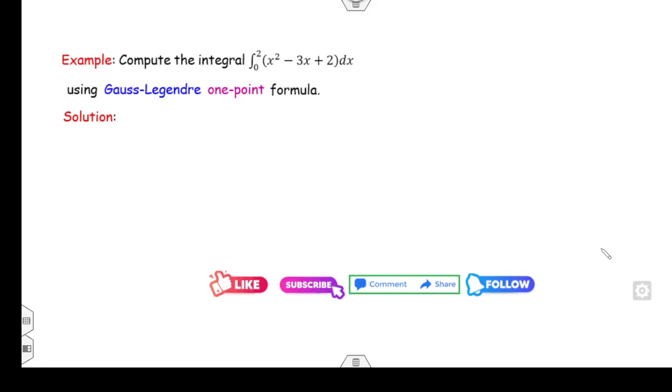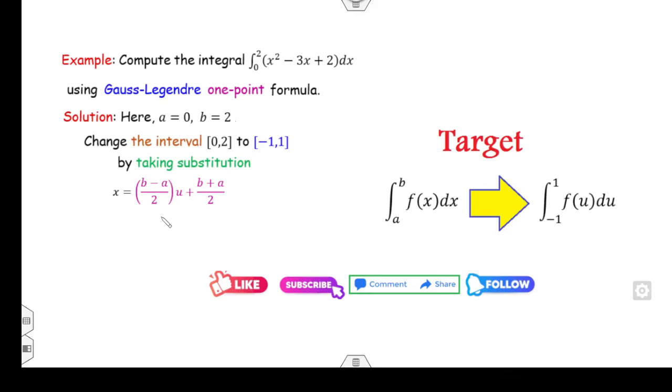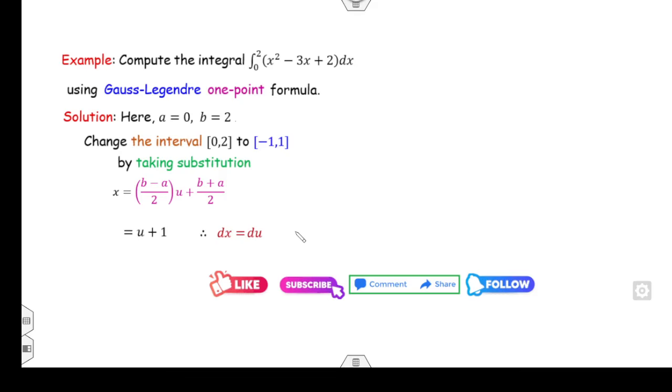Okay, look at this next one. Compute the integral by using the Gauss Quadrature 1-point formula. Again, the limits are not from -1 to +1. I can use the substitution (b minus a)/2, (b plus a)/2. Your dx will be du. Fine. So you can substitute the value in the given I. It is from -1 to +1, (u plus 1) square, minus 3(u plus 1) plus 2, into dx. dx will be du.